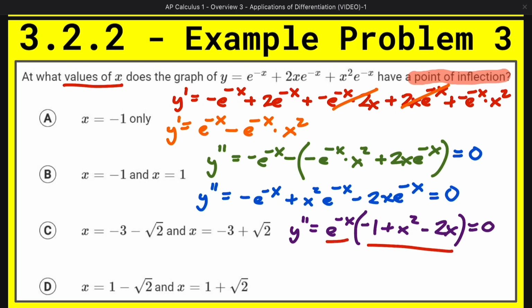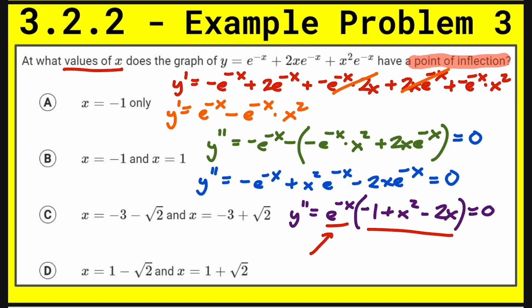But we don't need to worry about that e to the negative x because that is never going to be equal to 0. It's exponential. It is literally impossible to set that equal to 0. So we just need to worry about that quadratic piece, setting that equal to 0 and solving. So that's what I'm going to do. x squared minus 2x minus 1, setting that equal to 0.